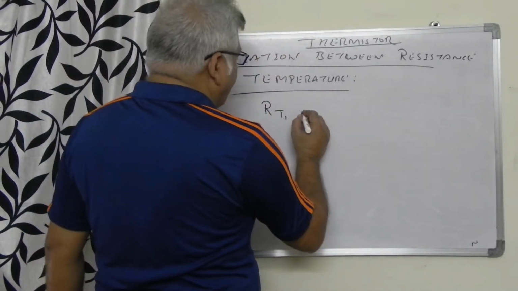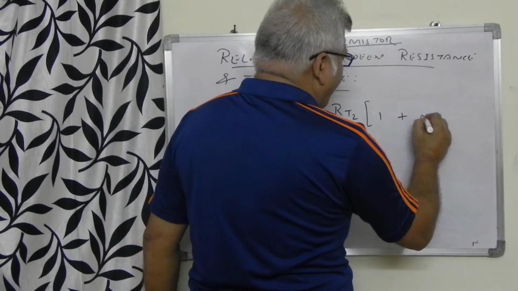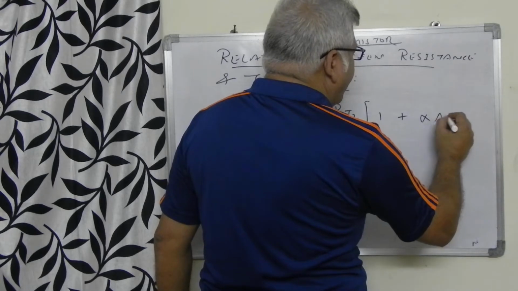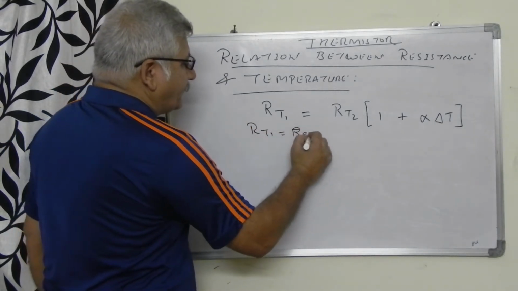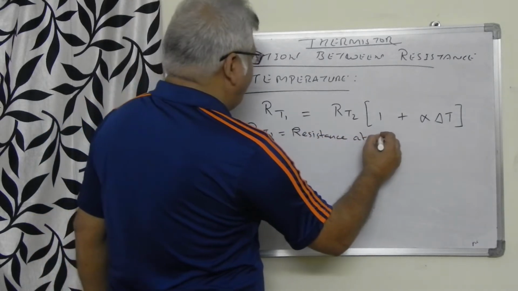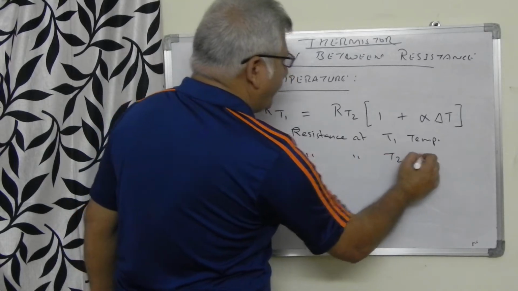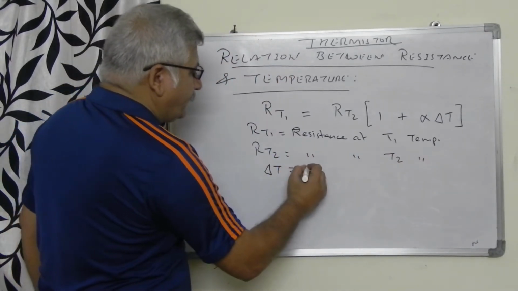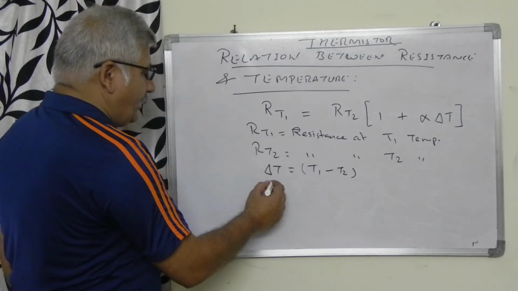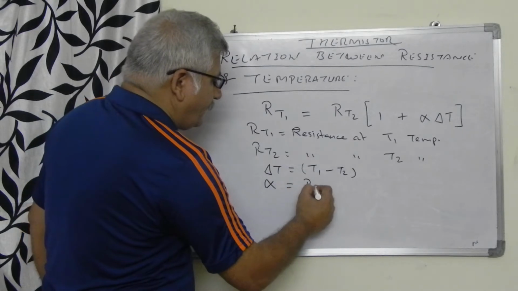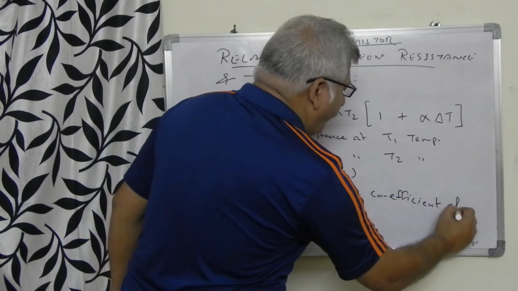RT1 is equal to RT2 times (1 plus alpha delta T). Here RT1 is the resistance at T1 temperature, RT2 is the resistance at T2 temperature, delta T is T1 minus T2, the difference between the temperatures at which we have measured the resistances, and alpha is the resistance coefficient of the material.